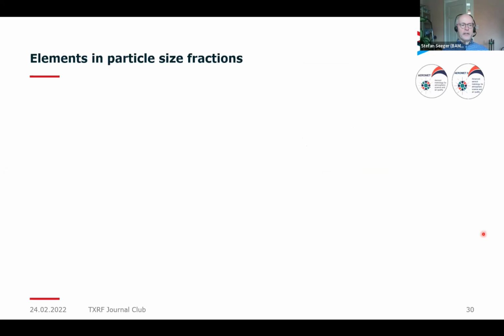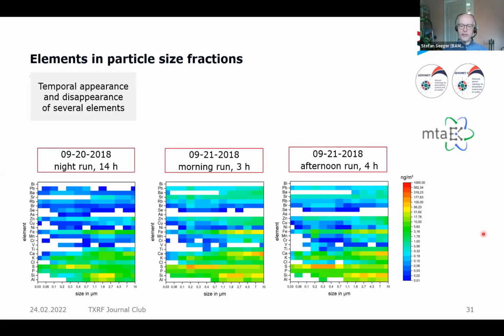So now, time is running. I would like to show some additional results which are nice for the study of ambient aerosols. That is the temporal appearance and disappearance of several elements. As I said, we can analyze the element distribution in the different size fractions, which is shown here.